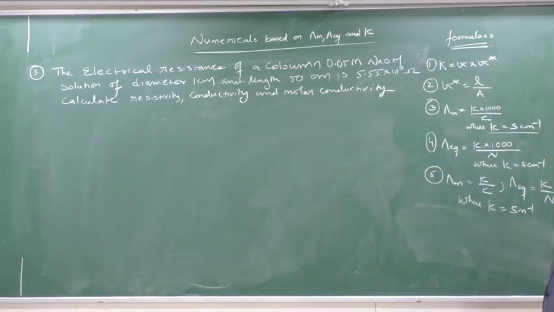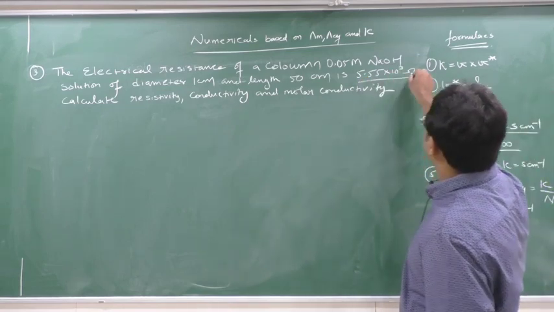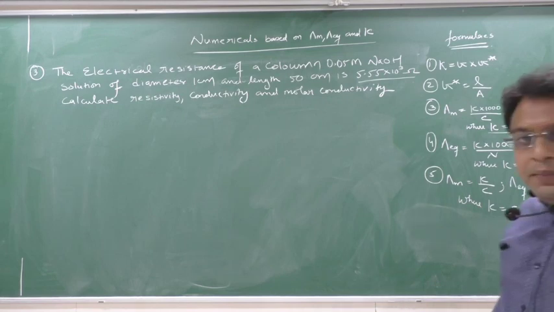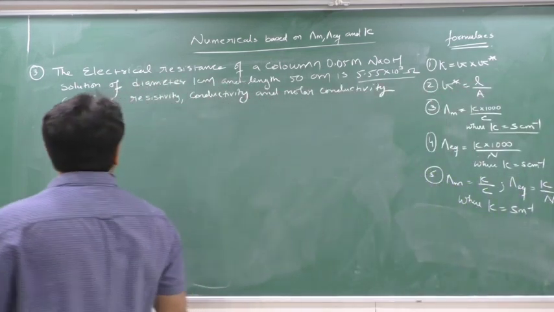So we are going to the third question, and the third question says the electrical resistance of a column of 0.05 molar NaOH, means molarity is given, solution of diameter 1 centimeter and length 50 centimeter is 5.55 into 10 to power 3 ohm. Ohm is a unit of resistance, means R is given. Calculate resistivity, conductivity and molar conductivity. So we have to calculate this.